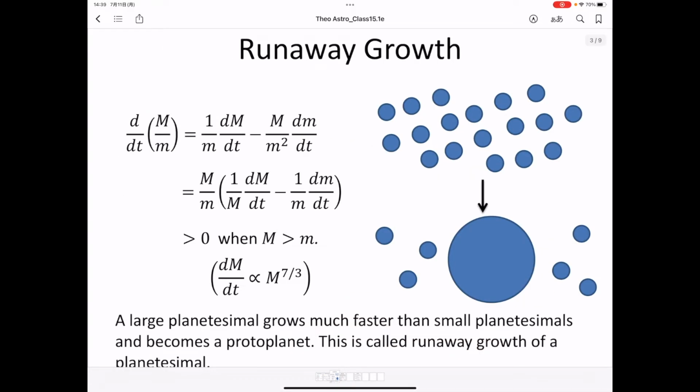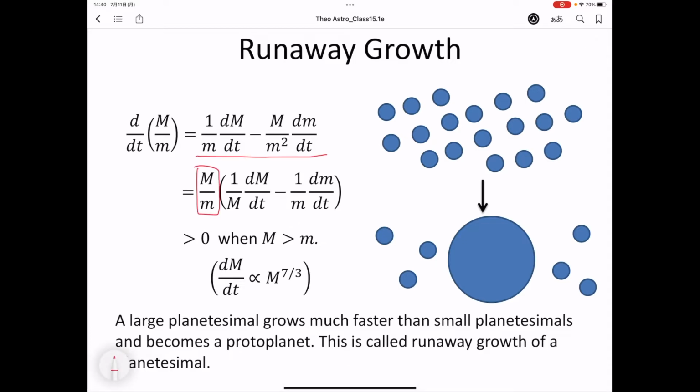For simplification, we assume the planetesimal population is composed of a number of small planetesimals with mass lowercase m, and a single planetesimal with mass capital M. We will compare the growth of the two planetesimals. Take the ratio of capital M over lowercase m and the derivatives. So these derivatives can be easily calculated.